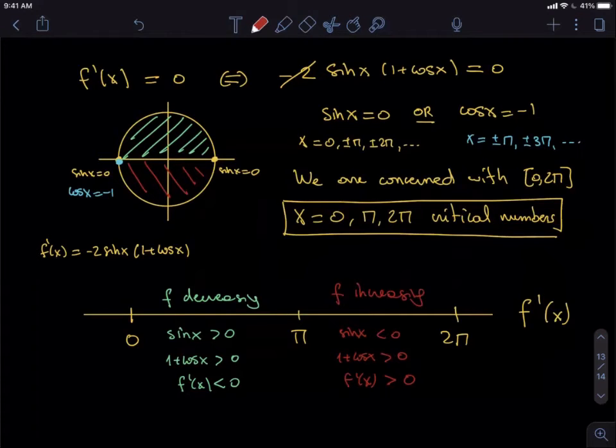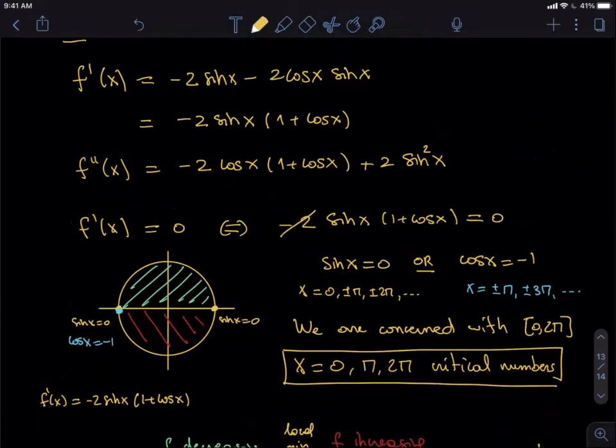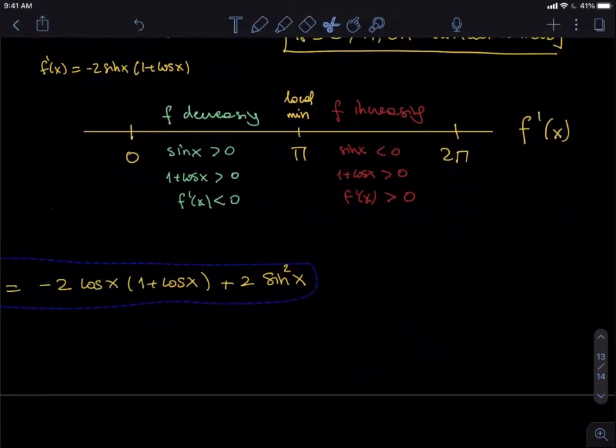Okay, so we have decreasing, then increasing, that means that pi is a local minimum. All right, so that's for the first derivative. Now the second derivative, let's see where we have it. We need to do a sign chart for this one, for this little monster.